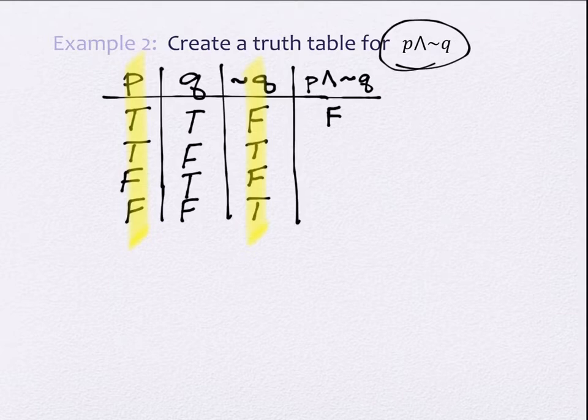The second row, I have a true statement on P, and I have a true statement on tilde Q. That will result in a true statement. The third row, I have false, false, which is a false statement. And on the fourth row, I have false, true, which is a false statement. Okay, we're not being asked to do anything with this. We're just getting practice at getting the T's and the F's in the right locations for this one.